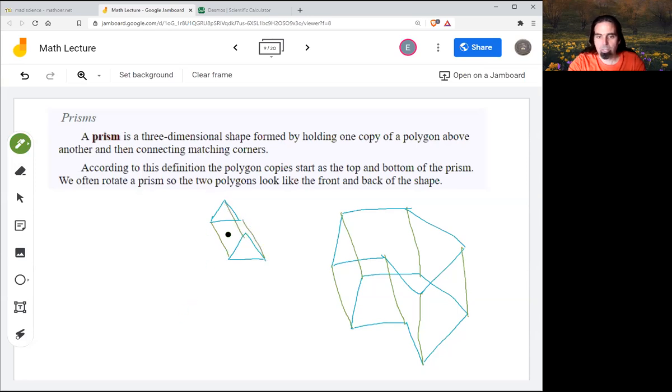And we're making a 3D shape. We're pulling the triangle through space. We're pulling the odd shaped blue thing up in the air. So according to this definition, the copies start on the top, or the bottom, like a floor or a ceiling, but we often will rotate it so it looks like it's coming at us instead of up and down.